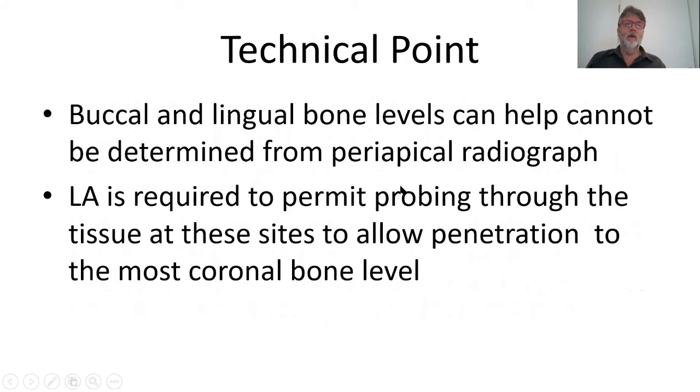Technical points: buccal and lingual levels cannot be determined from a periapical radiograph. You can't see them because the implant itself blocks the level of the bone. You can only see the mesial and distal. If you need to really examine it with probing, you need to use an LA and actually numb the patient up before measuring these, because it will be painful if you want to penetrate to the lower levels of where the bone level is.